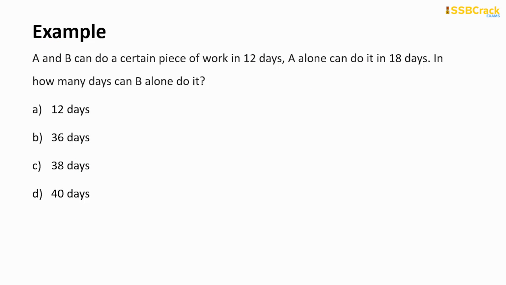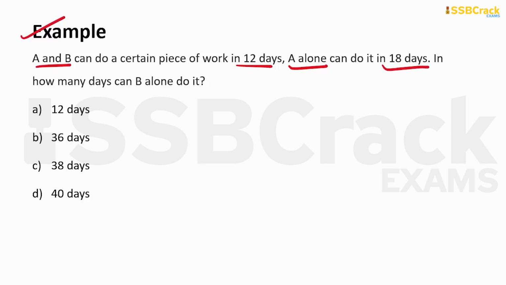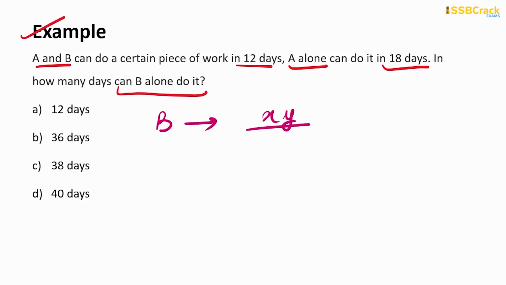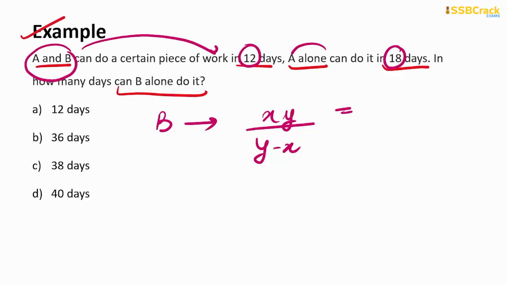Here is the example, and in this example it states that A and B can do a certain piece of work in 12 days and A alone can do it in 18 days. So in how many days can B alone do it? So now we know the formula, and it states that B alone will do the same work in xy upon y minus x days, right? So here our x is 12, our y is 18, because time taken by A and B is 12 and alone time of A is 18.